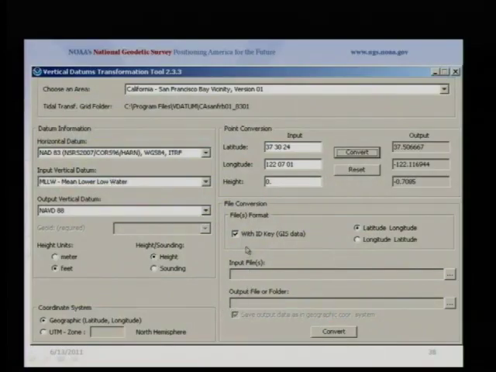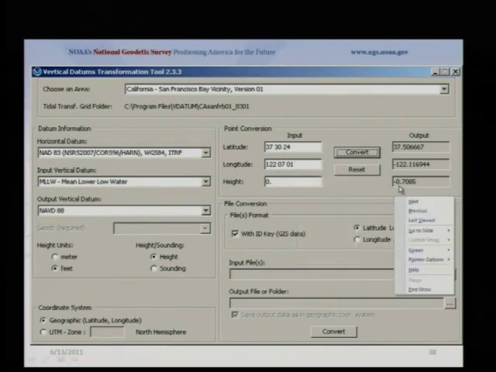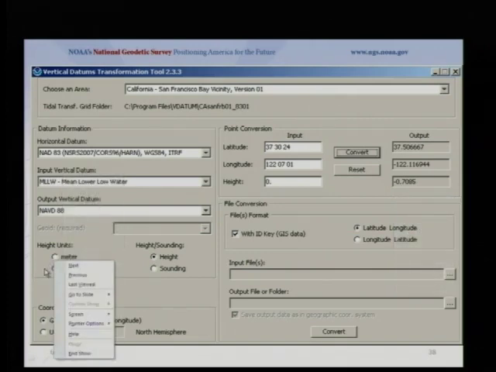Let's go this way then. I think this is at Dumbarton, and the datum shows a difference between those two datums as minus 0.7 feet. I did it in feet.